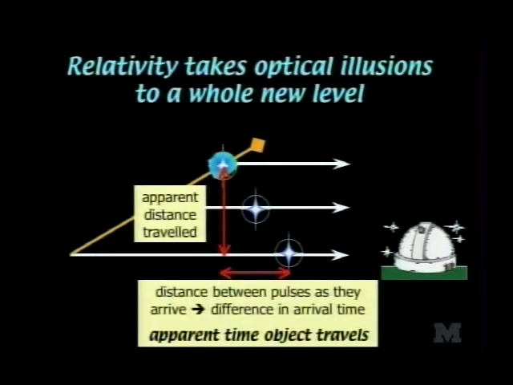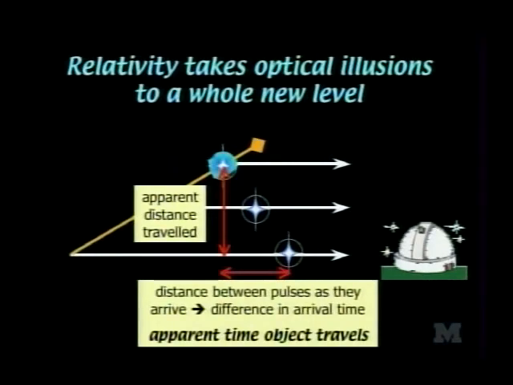So we'll first see this flash of light, then a little time later we'll see this flash of light, and then we'll see that flash of light. That's not actually related to the amount of time it took the object and the light to get from here to there. So it looks like this is the apparent time the object traveled. And here's the apparent distance the object traveled.